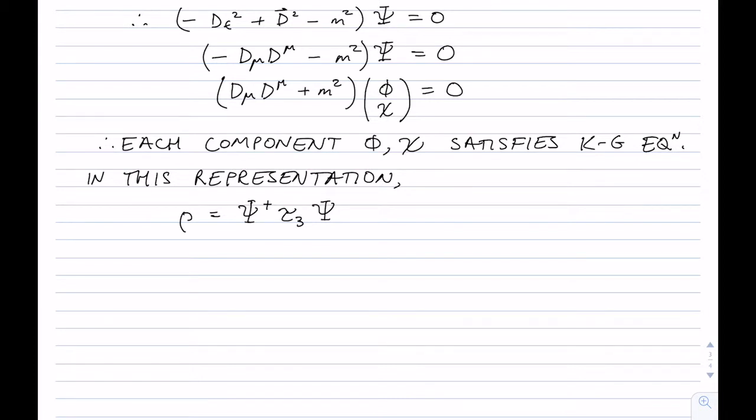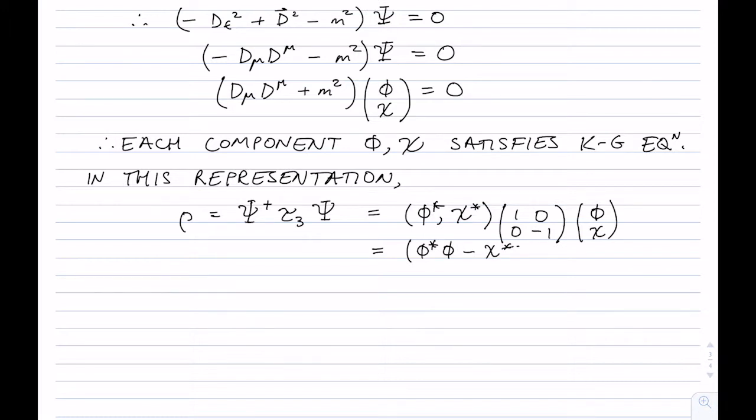Well, phi cross is phi star chi star, written like so. Tau 3 is (1, 0; 0, -1). Phi itself is just the column phi, chi. And so that's equal to phi star phi minus chi star chi, which we all agreed was the density.